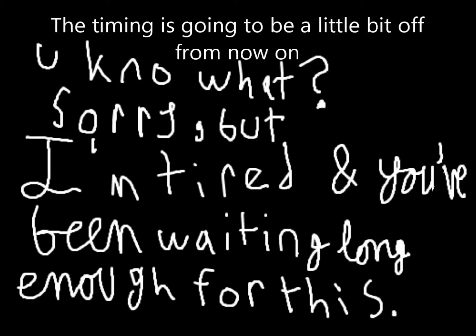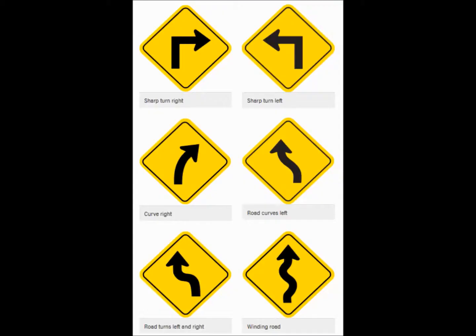A yellow diamond with a black outline. An arrow going up and then a 90-degree angle to the right. Sharp turn right. Image description. A yellow diamond with a black outline. An arrow going up and then to the right slightly. Curve right. Image description. A yellow rectangle with a black outline. A black arrow going up and then a 90-degree angle to the left. Sharp turn left.